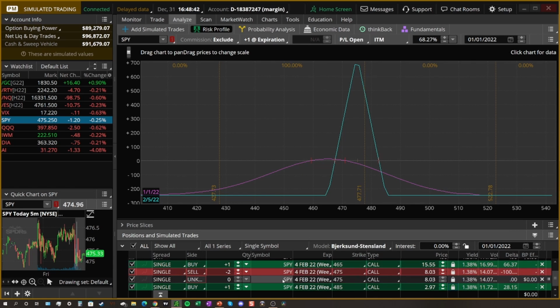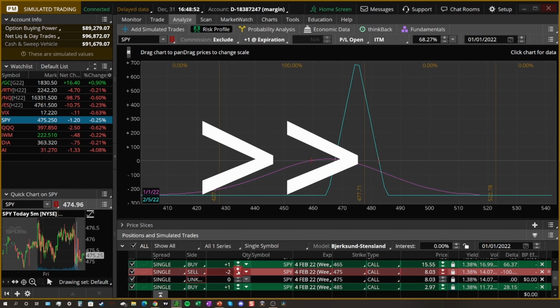What I'm going to do is I'm going to switch this up, and I'll make this an iron butterfly, and we can check that out real quick. So give me one sec.